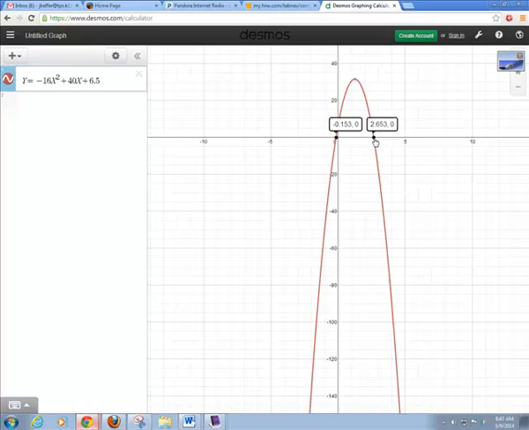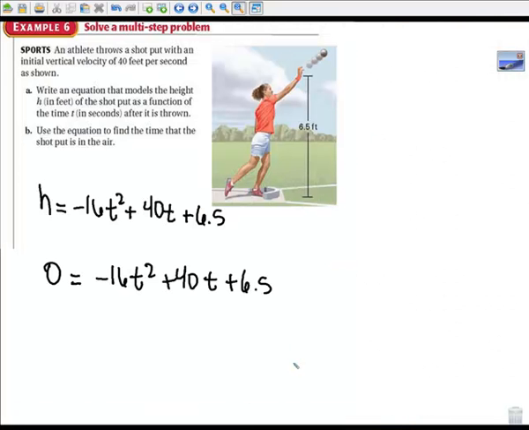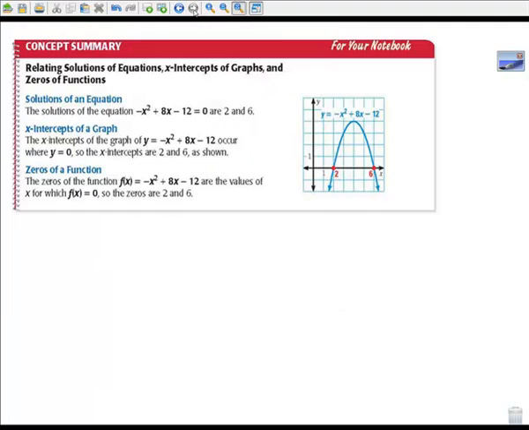I don't want you doing this for all of them, but with the story problems, if it doesn't have a nice integer for the C value or the A or the B, go ahead and feel free to use your Desmos graphing calculator to get this. So my answer here is that the shot put is in the air for about 2.7 seconds. So T is about 2.7 seconds. And I apologize that this video has had a few bumps and scrapes.